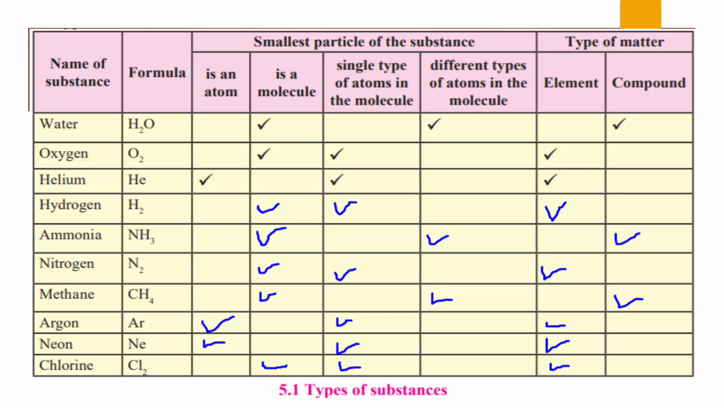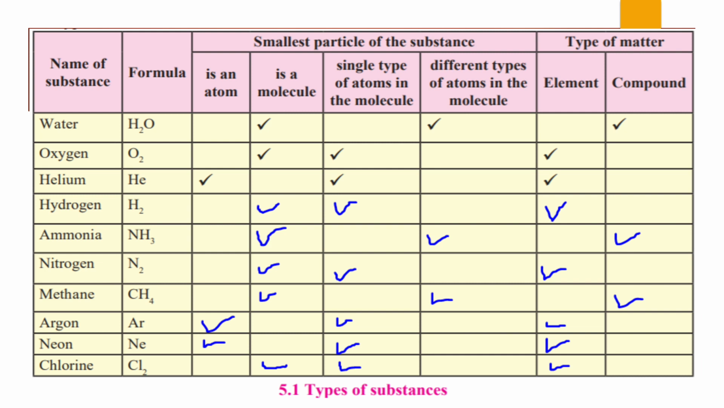Now, in your textbook, on page number 28, this table is given. You have to solve this table. So, students, please note down and understand the answers of this table. Here the first substance mentioned is water. The formula of water is H2O. Here you can see H and O. H is one atom, O is another atom. H means hydrogen, the first atom, and O is oxygen, the other atom.